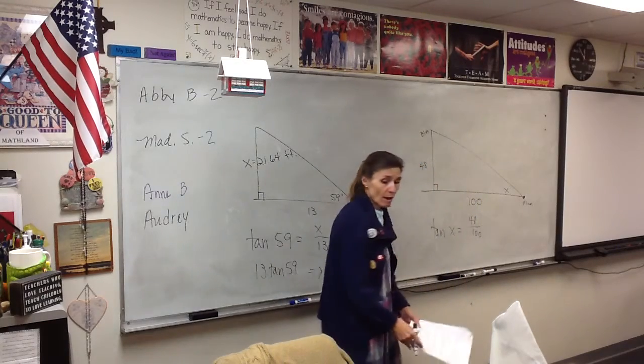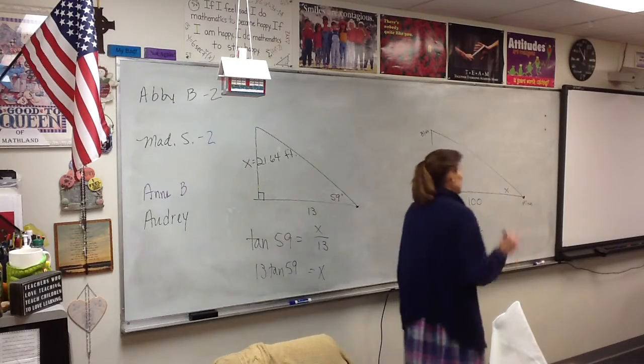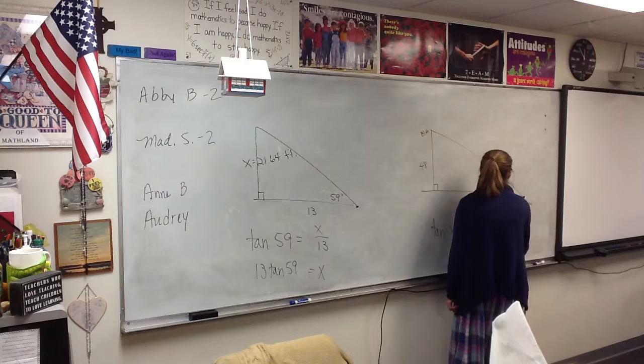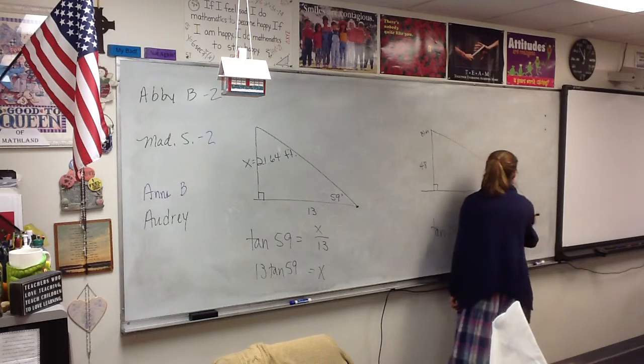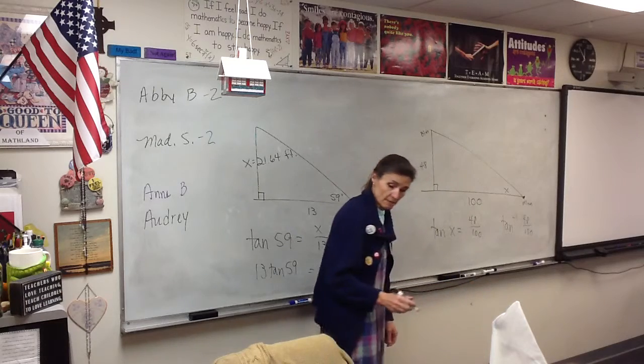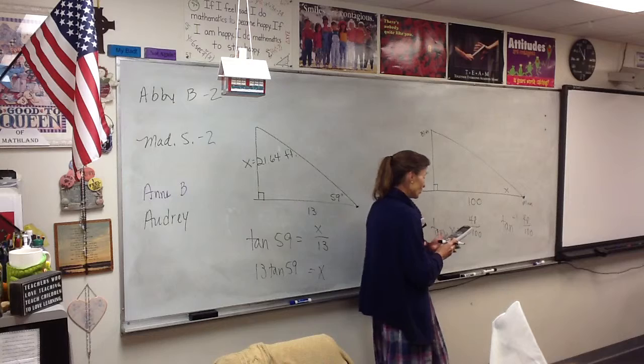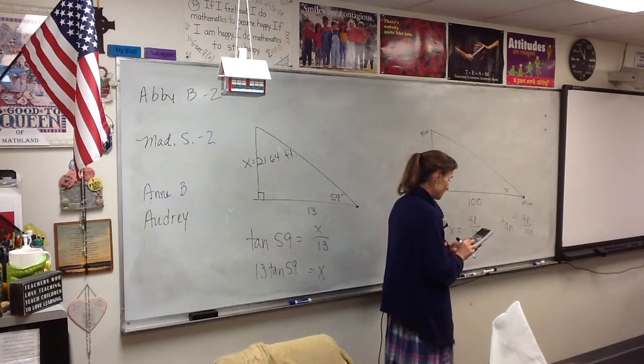Now, how do I find angles on my calculator? I need the special tangent button. So second tangent, 48 over 100. Why would it say tangent? Because we're looking for an angle. Oh, I got you. Anytime we're looking for an angle, we have to do the second button.